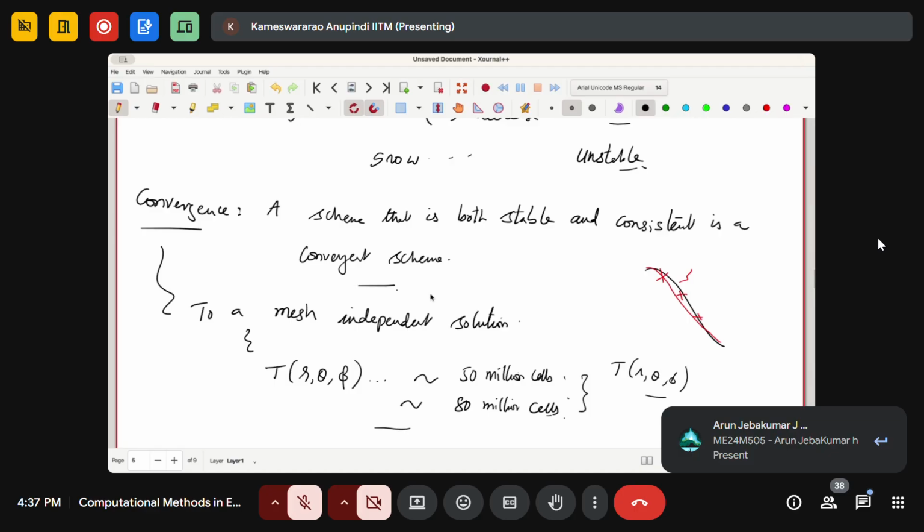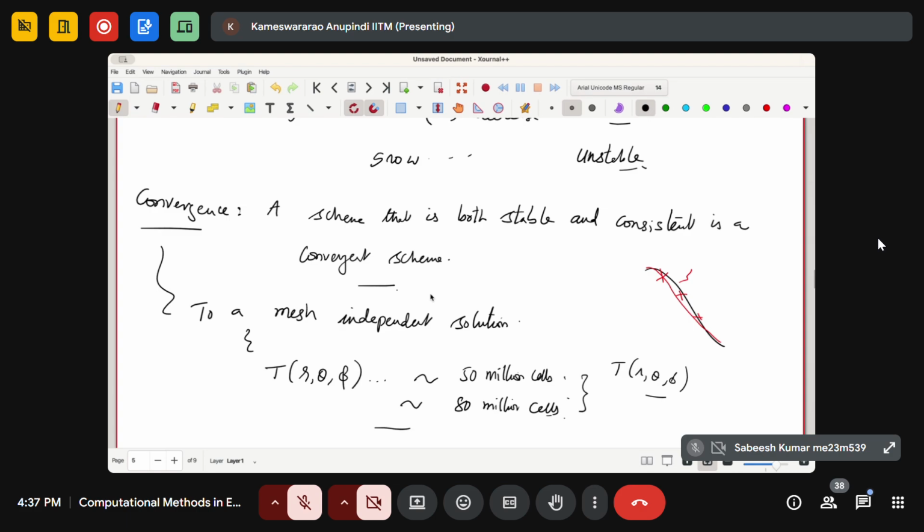So that's the introduction to the basics of finite difference method, in which we looked at the truncation error, discretization error, and the round off error. We also looked at how different methods are applied to convert the governing partial differential equations into a set of algebraic equations. And then we looked at what is meant by consistency, stability, and convergence.